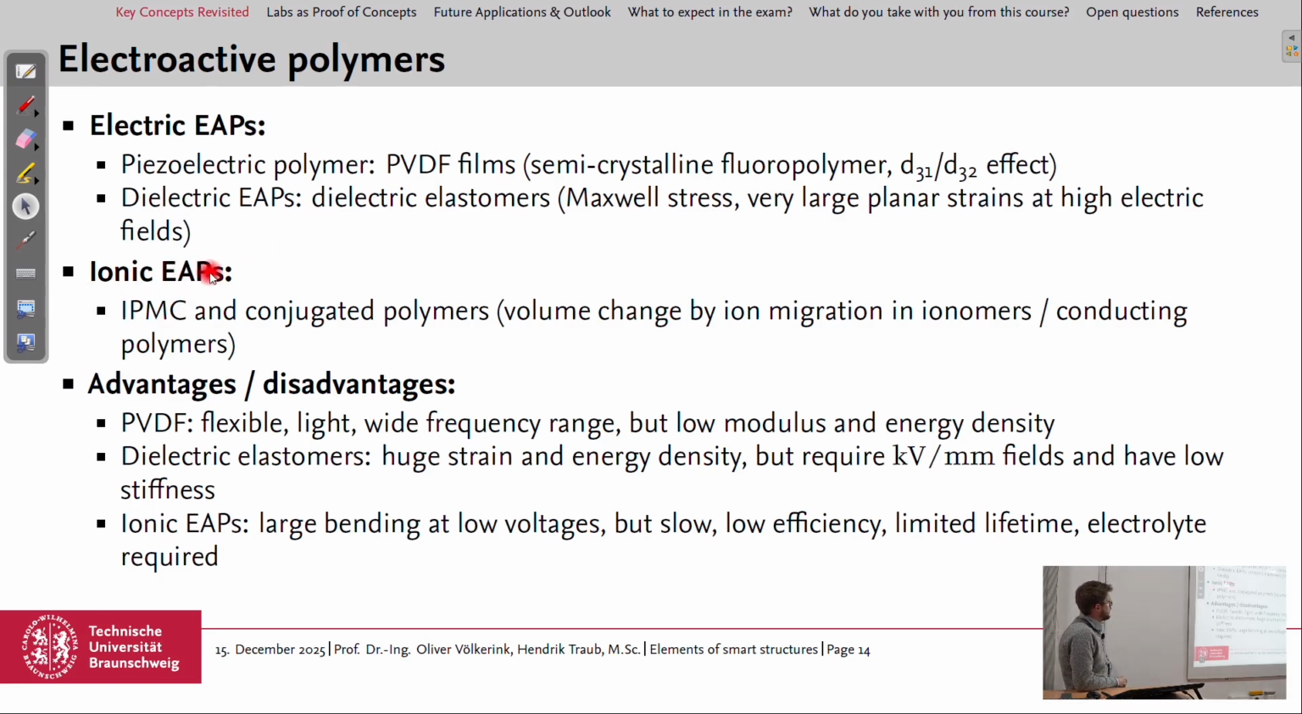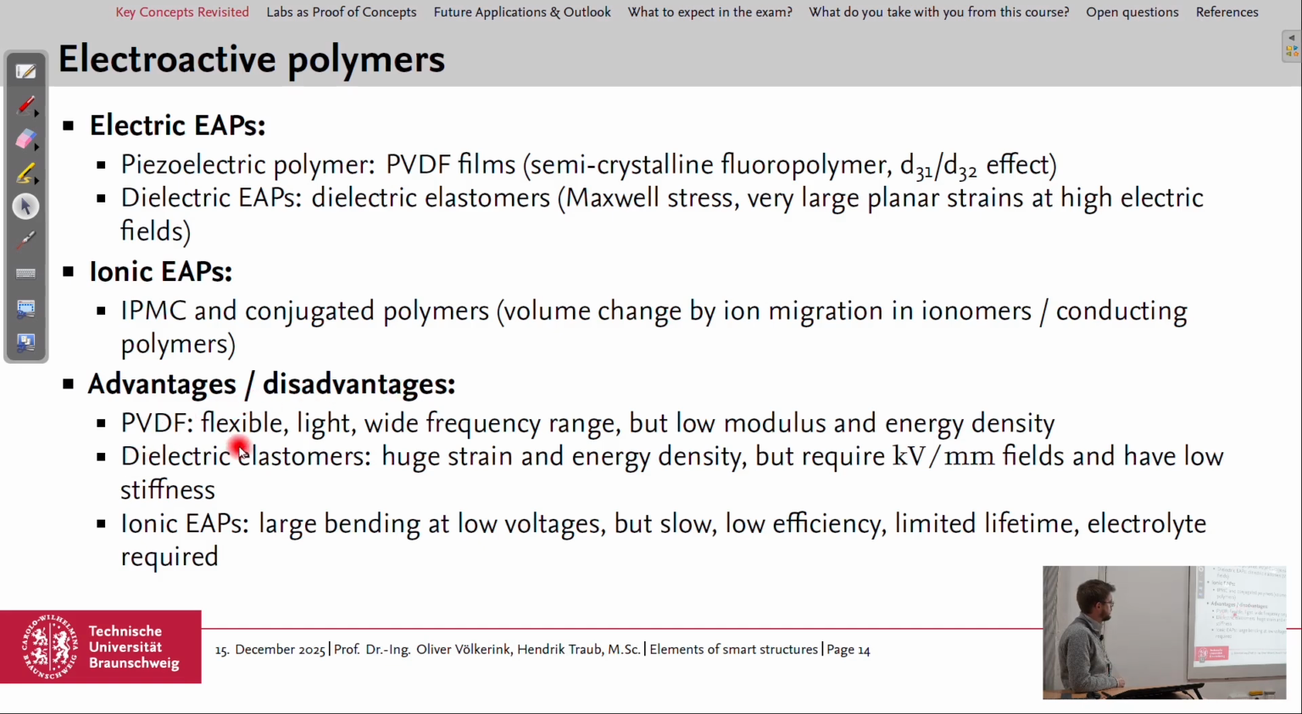Then we had a look at ionic electroactive polymers, ionomer polymer metal composites, and conjugated polymers, which changed their volume by ion migration in an oxidation and reduction process. And therefore, with this, we could also create bending actuators, for example.